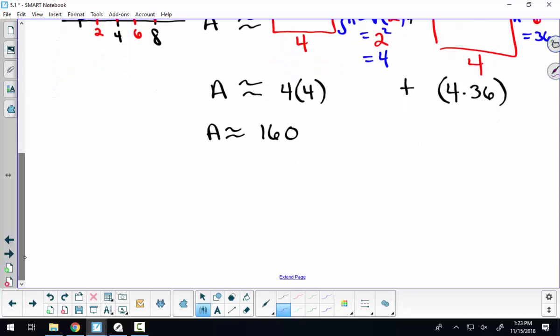Okay, so let's do part B. For part B, the number of rectangles equals 4. So what do you think is going to happen with this approximation? It's going to get closer to the exact. It's going to get better because we're using more rectangles.